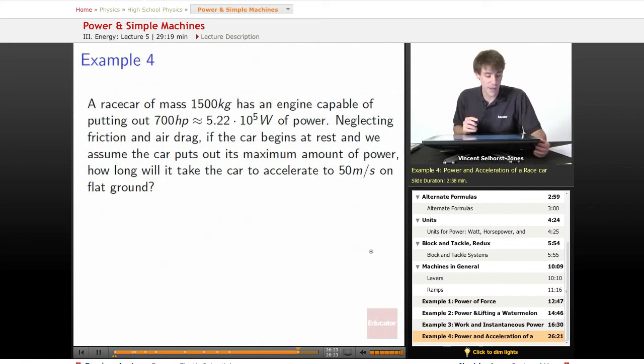Our last example, this one's a fun one. So we've got a race car of mass 1,500 kilograms, and it has an engine capable of putting out 700 horsepower, which is approximately equal to 5.22 times 10 to the 5th watts of power. Neglecting air friction and friction on the ground and air drag, if the car begins at rest, and we assume that the car puts out its maximum amount of power, how long will it take the car to accelerate to 50 meters per second on flat ground?